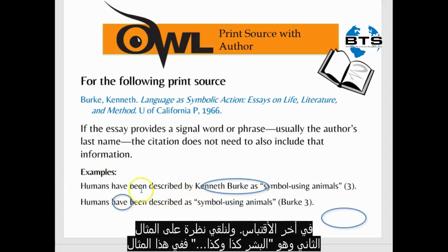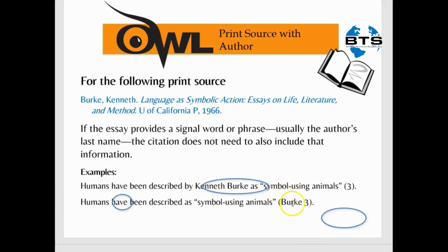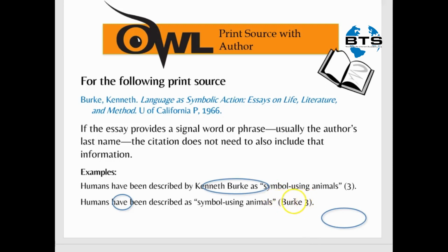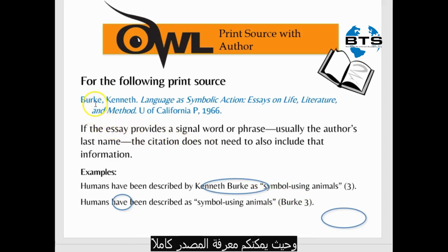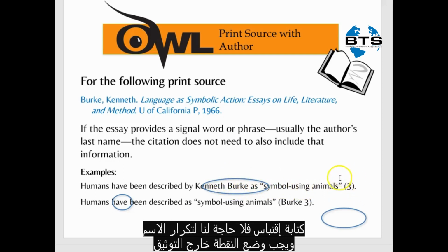Humans, blah, blah, blah. This time we did not give his name. So instead we're going to put Burke in here. So we know that he's the author, Burke, in the in-text citation, page 3. If you're reading the essay and you see Burke, you can go to the last page and notice that, oh, it's Kenneth Burke and it came from this book. So let me repeat. Burke is given in the introduction, then the quote, and then the citation. So you don't need to say Burke and then Burke again. It's redundant. Notice the period is after the citation.